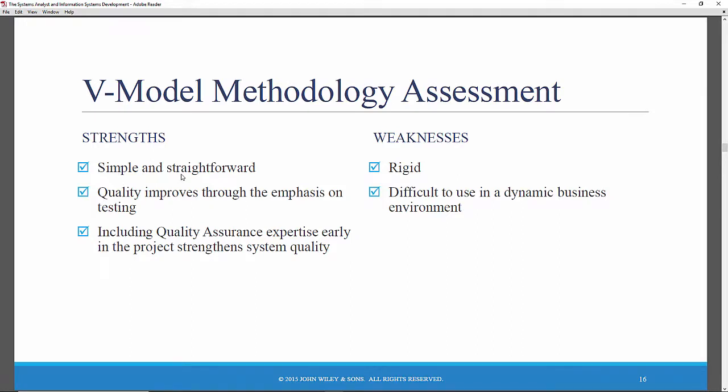It's a relatively simple and straightforward approach. Again, you get better quality assurance. Again, in incorporating these testing intervals throughout, it's a kind of rigid process. And if you're in a dynamic business environment where new requirements or perhaps new technologies emerge as you're going through this process, it can be difficult to use. It doesn't accommodate changes.